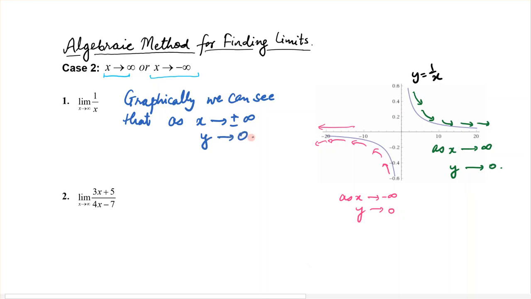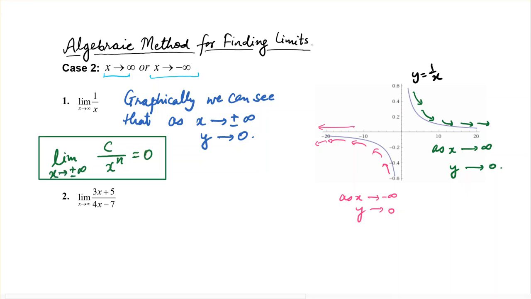So from here we get a very important result, and we can generalize that result. The limit as x approaches plus or minus infinity of some constant over x raised to power n would be 0. So this is our new rule. We're going to use this rule over and over while solving problems today. Let's take a look at our problem here.